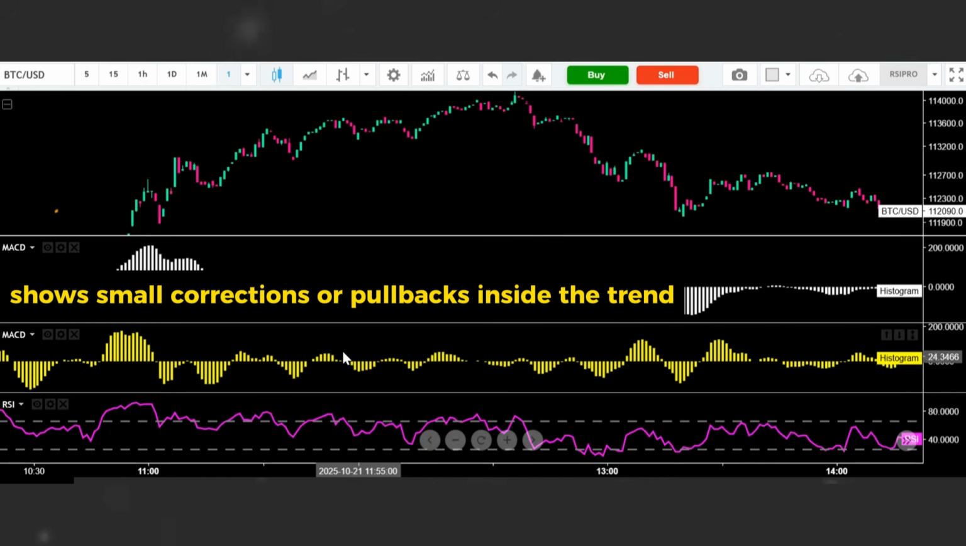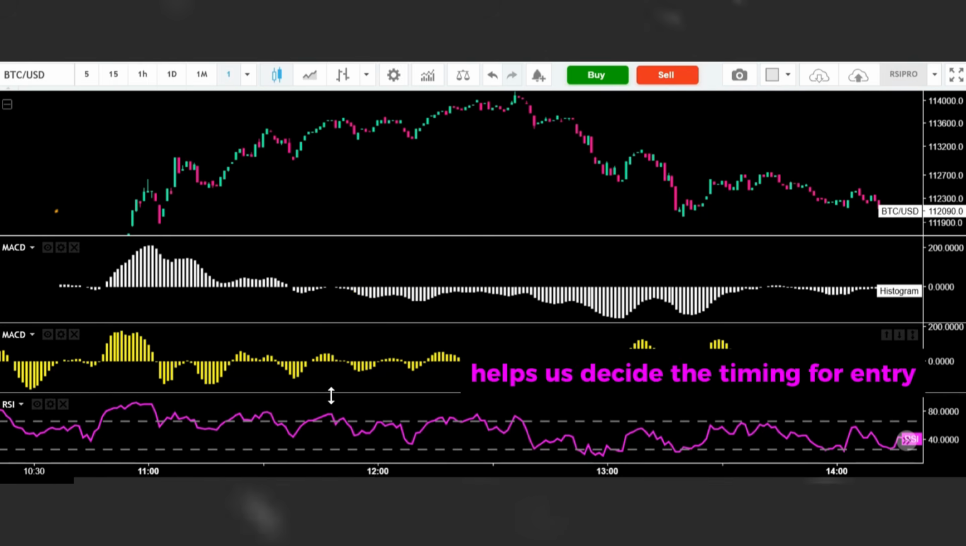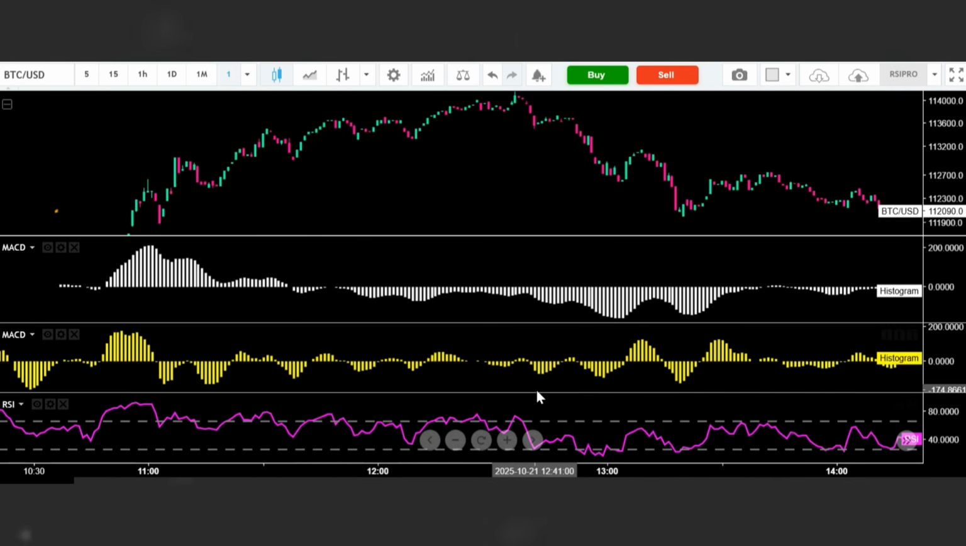When the fast MACD histogram changes direction from above 0 to below or vice versa, it means the market is making a short correction. This is the moment we'll look for our entry, and the RSI helps us decide the timing for entry. When RSI goes into the overbought zone above 70 or oversold zone below 30, it shows that the price has moved too far in one direction and may reverse soon. Now we'll see how to use all 3 together to decide when to enter a trade.